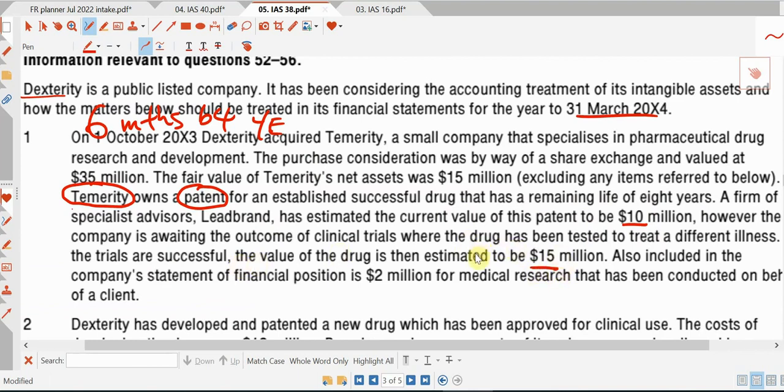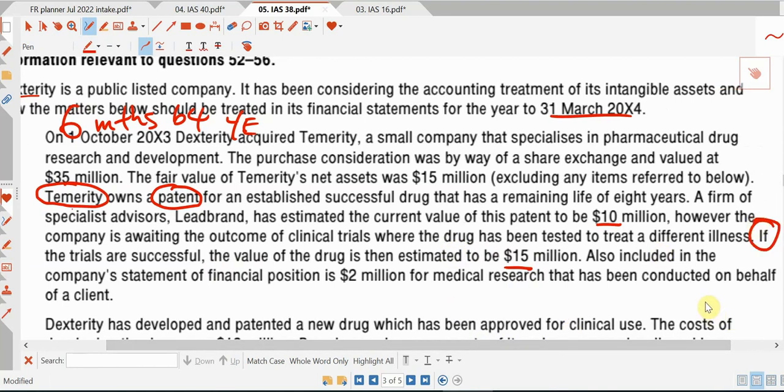But you see, the problem with this 15 million is they have this word, if. That means it's not sure, isn't it? If successful, they only get 15. So this is not sure. Not reliable. The current value looks good. 10 million looks good. So I don't want to choose 15, but I want to choose 10. Also included in the financial position, 2 million for medical research that's been conducted on behalf of a client.